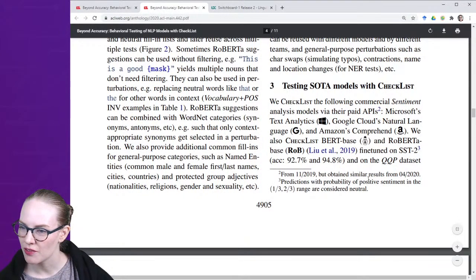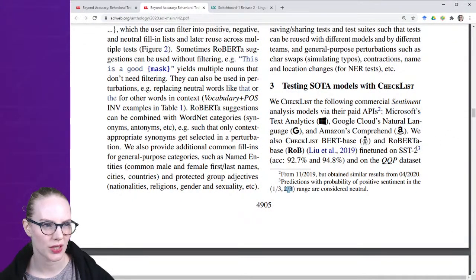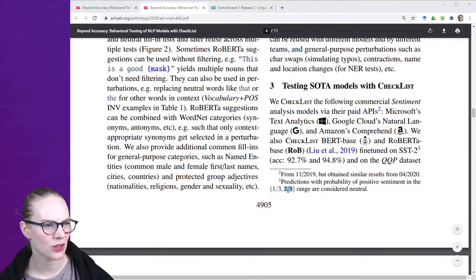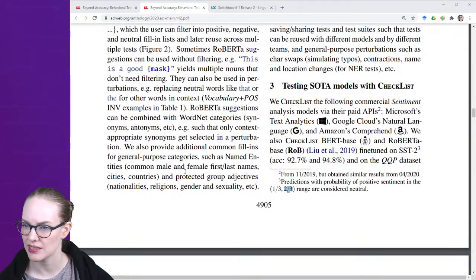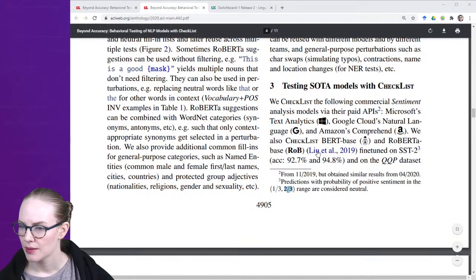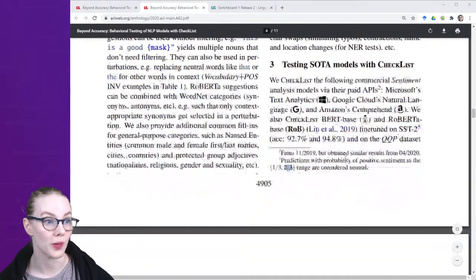Predictions with a probability of positive sentiment in the 1/3 to 2/3 range are considered neutral. I think this is just a sentiment analysis data set. I haven't worked in sentiment analysis a whole bunch, so I'm not super familiar with the data sets there. So fine-tuned on that. And then this data set, which is to find questions that are duplicates of each other.